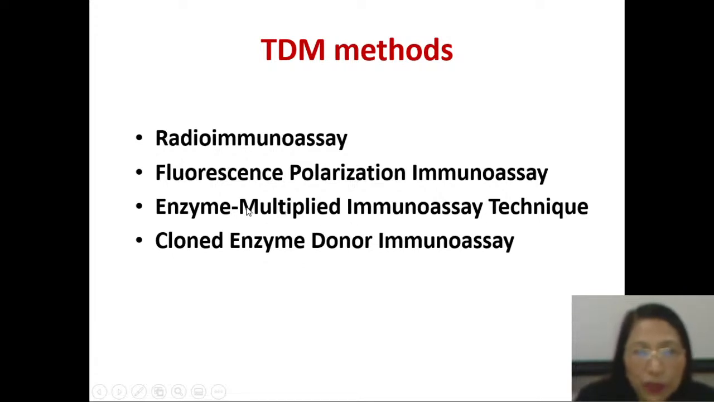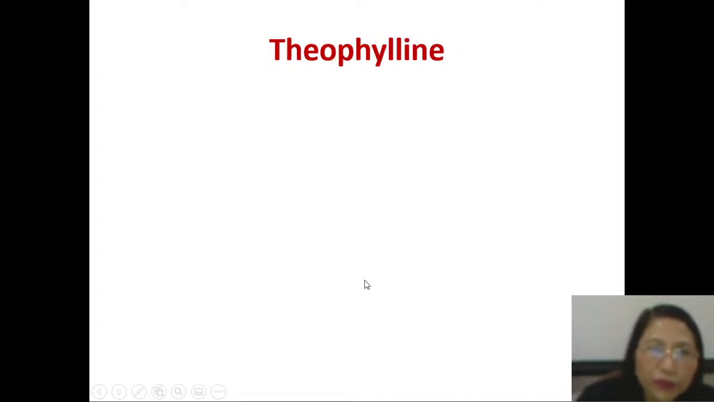For example, some autoanalyzers will be using FPIA or fluorescence polarization immunoassay technique, or CEDIA, cloned enzyme donor immunoassay techniques, or EMIT, enzyme multiplied immunoassay techniques. So depending on which machine you have, different techniques are used.